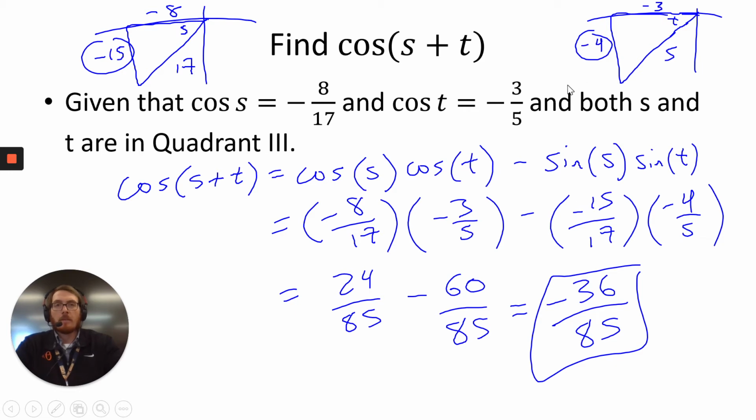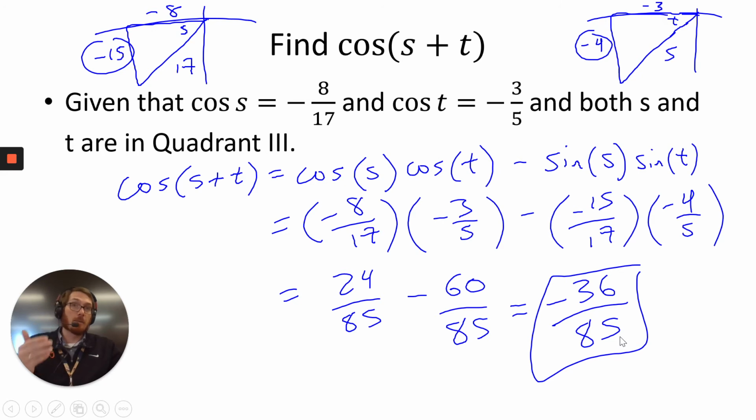From there, I don't need to know anything about angles, I don't worry about the angles, I just do the ratios. So cosine of S, -8 over 17. Cosine of t, -3 over 5. Since it was plus here, I'm looking for cosine of S plus t. I'm going to do subtraction on the right side. Sine of S, -15 over 17. Sine of t, -4 over 5. I just multiply things together and combine like terms. The denominators here should be the same. I get 24 minus the 60, -36 over 85.